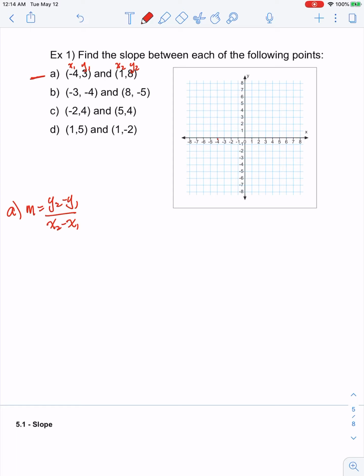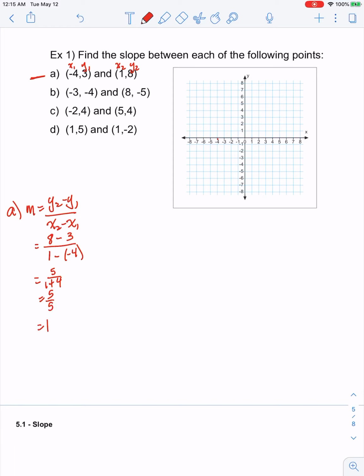I have students often, they'll name one point x1, x2, and they'll name the other point y1, y2. That's not how it works. Every point needs an x and a y. It needs a horizontal number, which is your x number, and it needs a vertical number, which is your y number. So when we go ahead and we subtract these, y2 is equal to 8, y1 is equal to 3, x2 is equal to 1, x1 is equal to negative 4. Notice it's 1 subtract negative 4. So that's 5 over 1 plus 4, which is 5 over 5, and that equals 1.